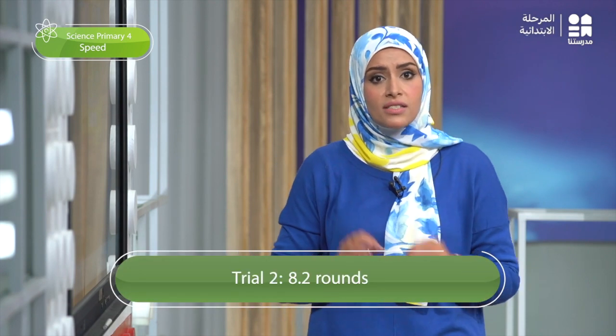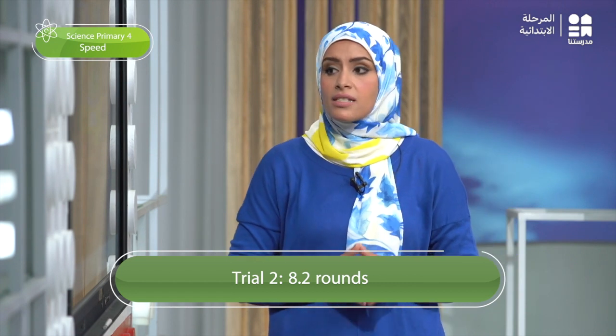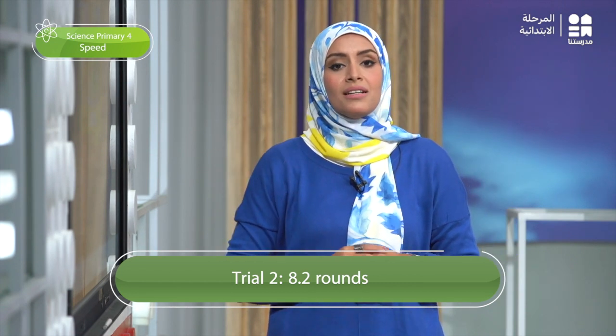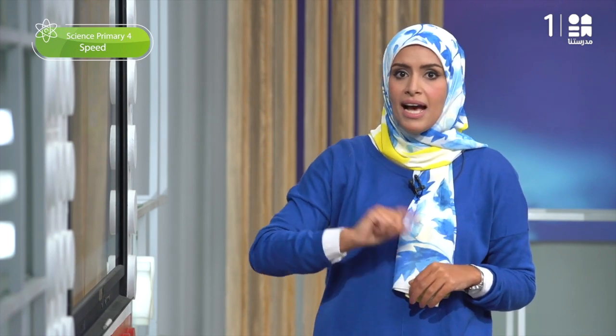When we changed the engine type to a better type, it traveled a greater distance and reached 8.2 laps by the same size of the small battery. What about changing the engine type to the best type, C, and keeping the battery small, as it is?